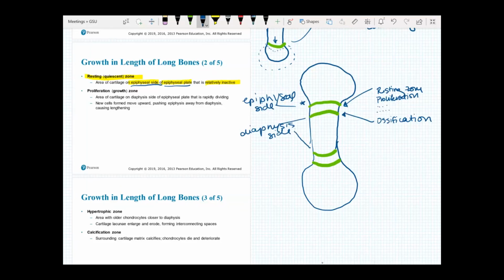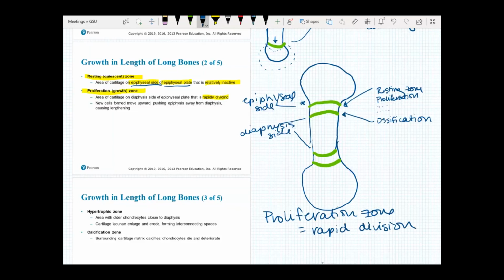The next zone is going to be your proliferation and your growth zone. So this is exactly what the name says. This is where you will have rapid division. So it'll be constantly dividing in this proliferation zone. So the proliferation zone is important for rapid division. You're going to have a lot of cells dividing. Proliferation, that's exactly what that means.